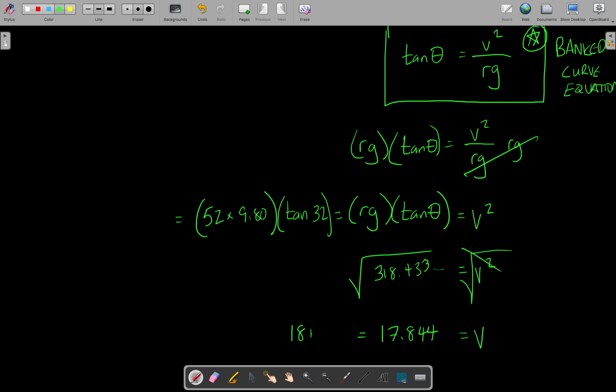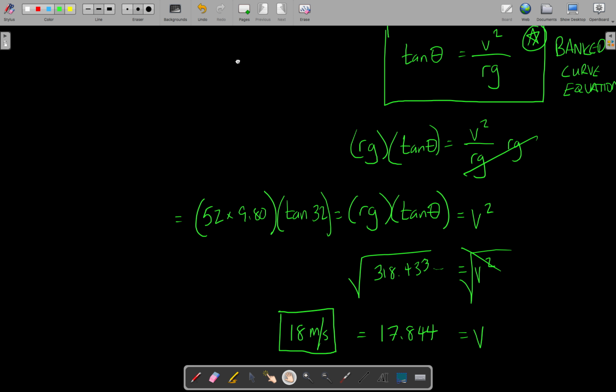So this is how fast the car should be going around that curve. Any number higher than that, the car is going to just slip off the curve, and that's not going to be a good thing. And so that is how to solve for a banked curve question.